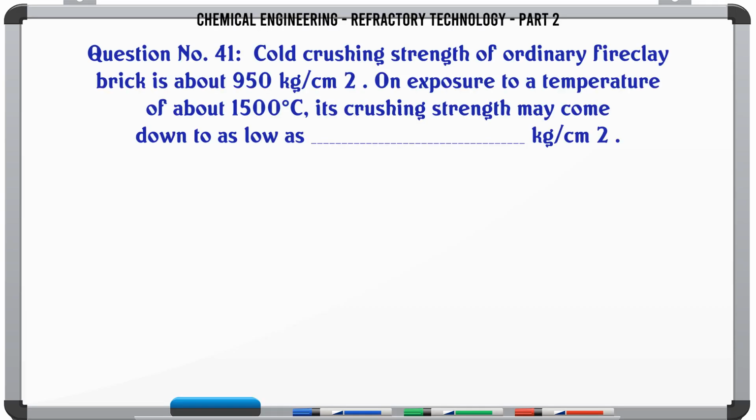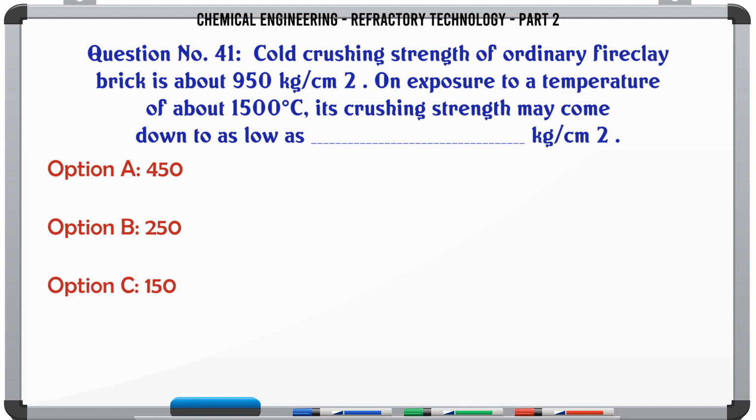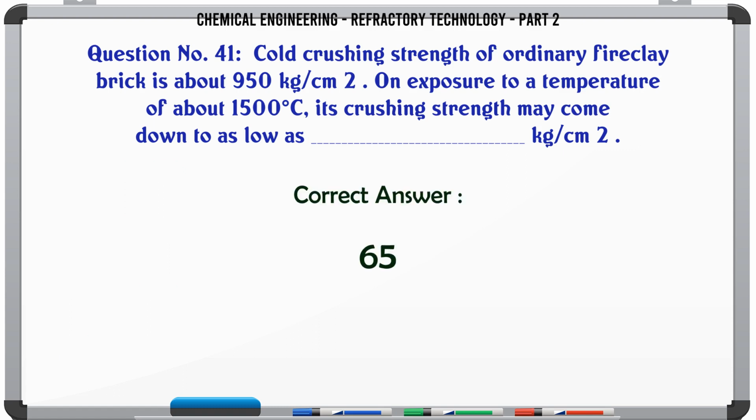Cold crushing strength of ordinary fireclay brick is about 950 kg/cm2. On exposure to a temperature of about 1500 C, its crushing strength may come down to as low as kg/cm2. A. 450. B. 250. C. 150. D. 65. The correct answer is 65.